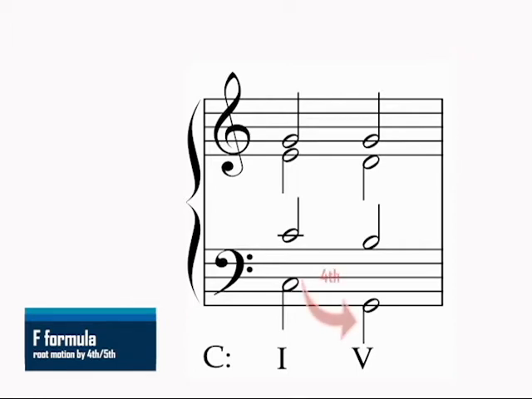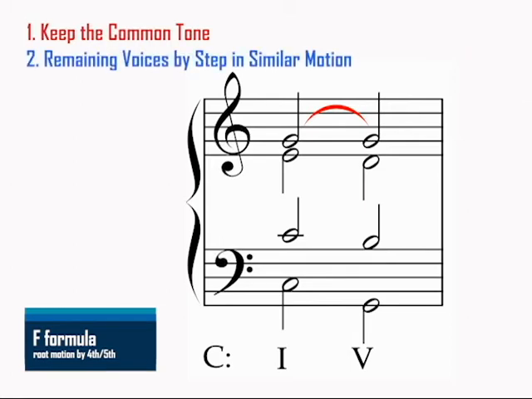Here we have shown a tonic to dominant with the root motion that moves by 4th. The formula consists of 2 parts. First, keep the tone that is common between the 2 chords, and second, the remaining 2 voices move by step in similar motion, which simply means in the same direction. Let's look at another example of the F formula.